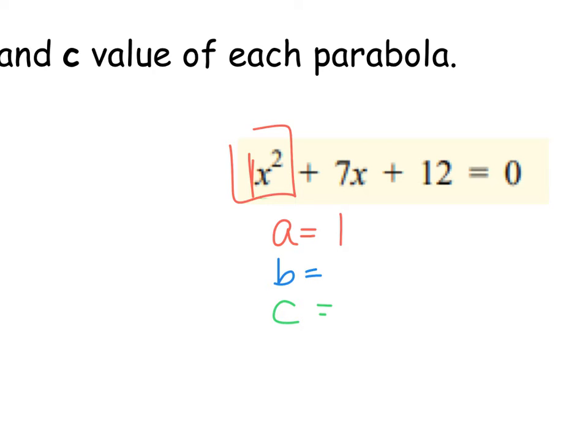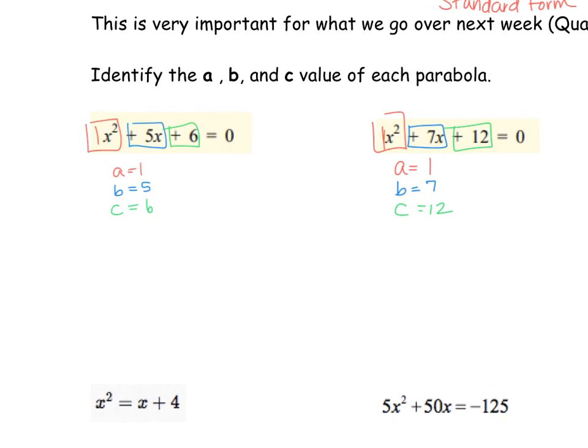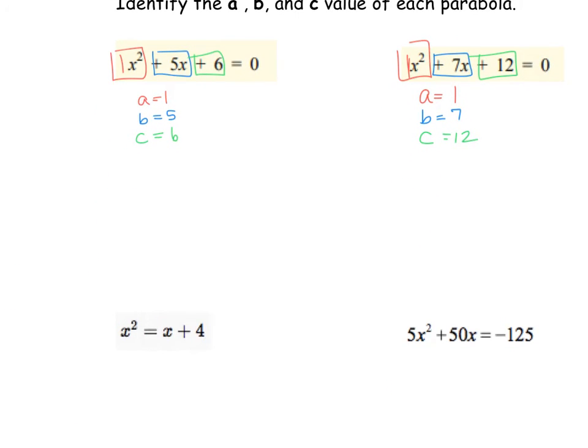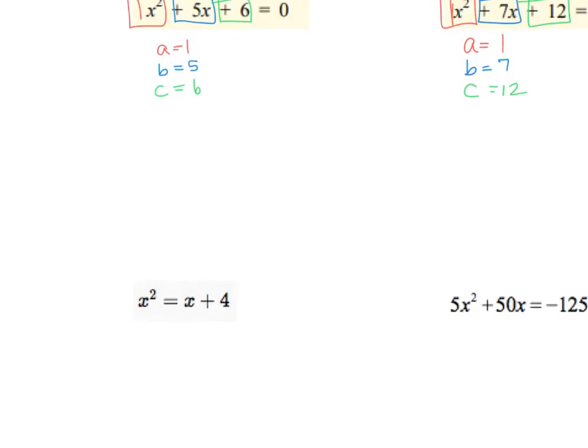What do you think b is? 7. And c, positive 12. One thing I hope you noticed is that I'm not putting my x squared with my 1, I'm not putting my x with my 7, I'm putting just a 12. We need to make sure that we're not putting our variables with it. We're just talking about the coefficients attached to our variables, because that's going to play a major role when we go into next week.